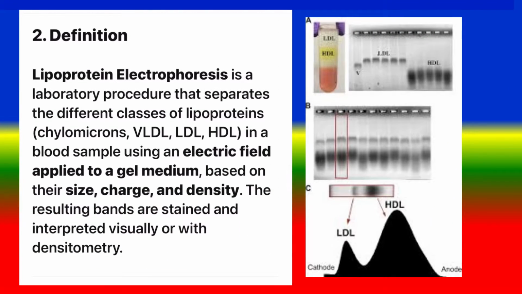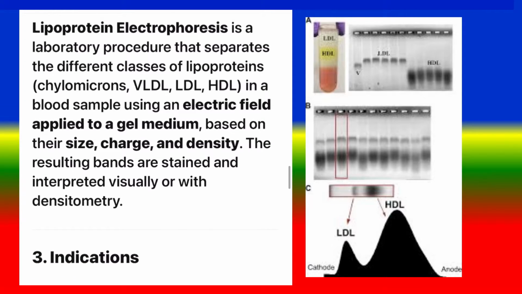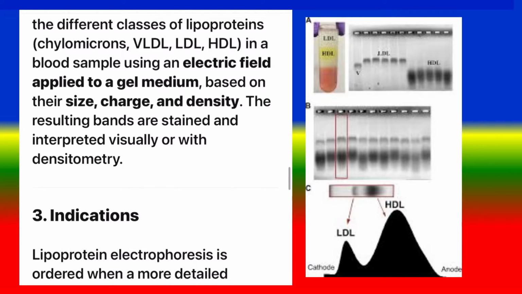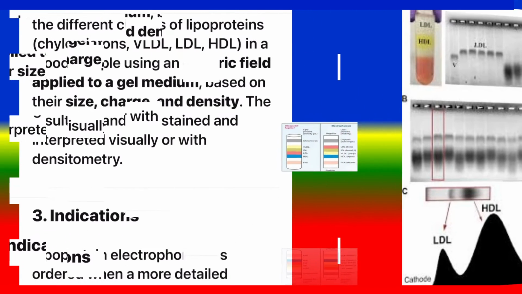2. Definition. Lipoprotein electrophoresis is a laboratory procedure that separates the different classes of lipoproteins, chylomicrons, VLDL, LDL, HDL, in a blood sample using an electric field applied to a gel medium based on their size, charge, and density. The resulting bands are stained and interpreted visually or with densitometry.